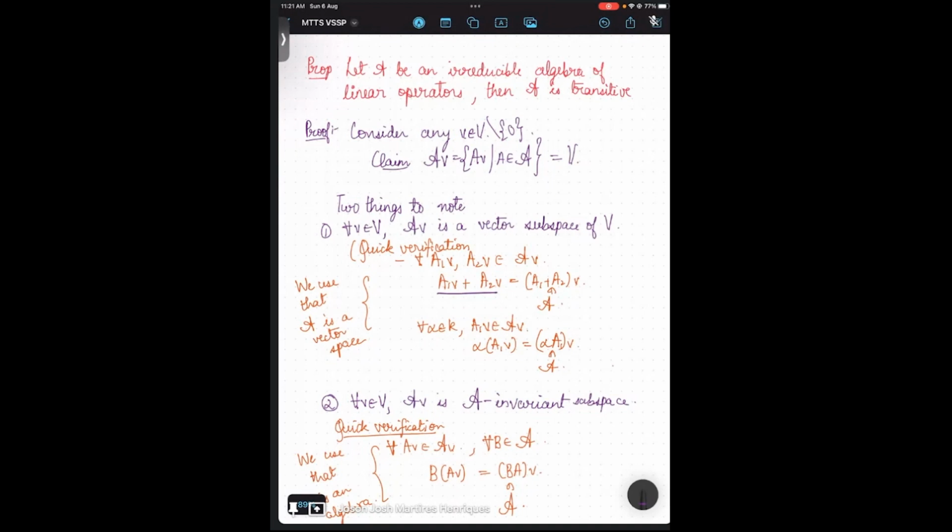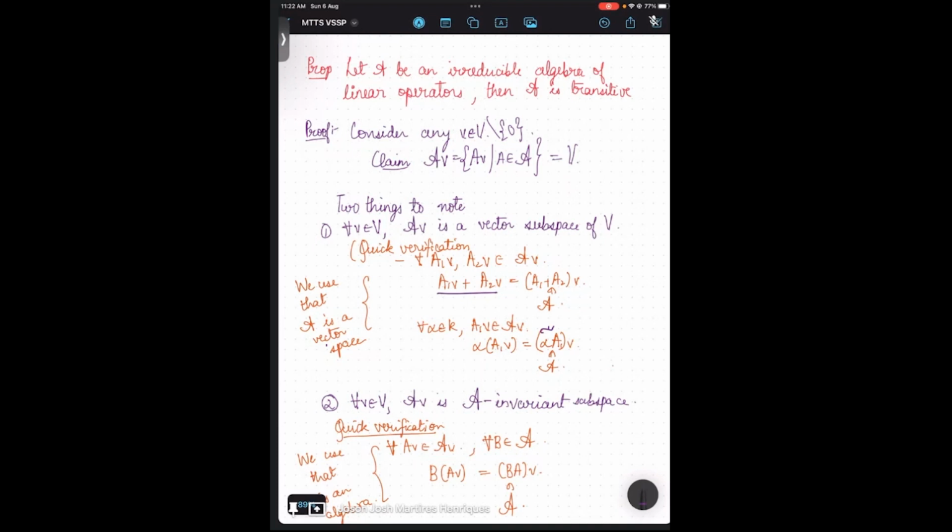That's again a simple check. Again follows from the fact that script A is a vector subspace. You take any vector from script A times V, that's going to be A1 V for some A1 inside script A. Again use the fact that script A is a vector space. In particular, it's going to be closed under multiplying with scalars. So this new operator that I get here, alpha times A1, is again going to land inside the algebra, which tells me that script A times V is going to be a vector subspace of V.